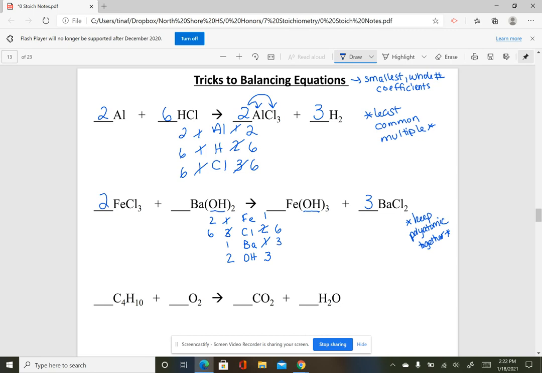Okay, all right, let's do iron. I need 2 of them on this side. But that 2 also affects hydroxide. Now I have 6 hydroxides on this side. So if I put a 3 here, that's going to give me 3 bariums and 6 hydroxides. All right, so if I check all my numbers, I'm balanced. 2, 3, 2, 3. I can't simplify that, so I am done.